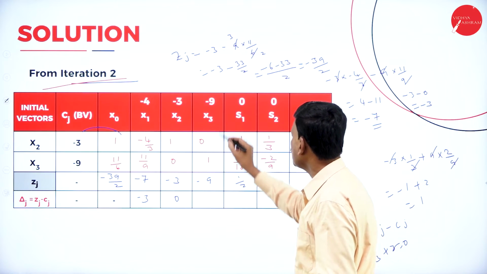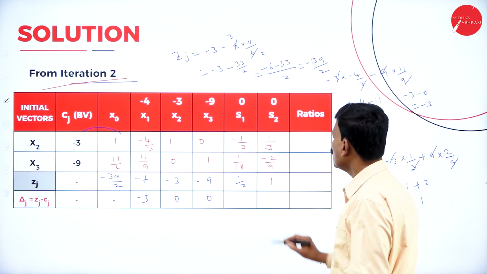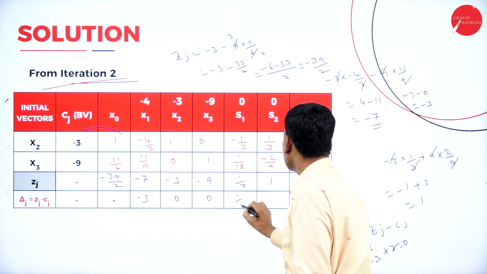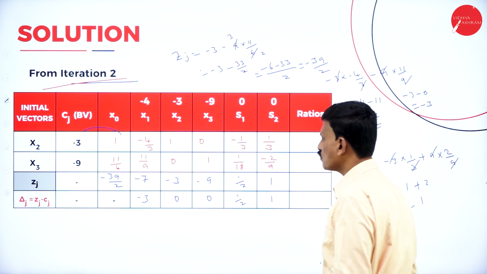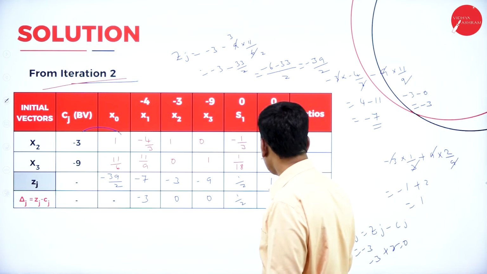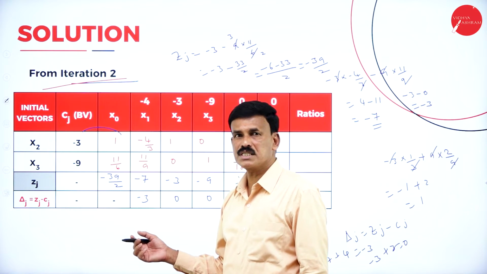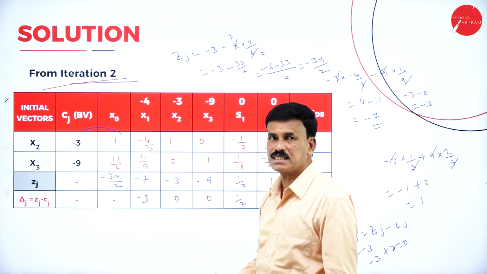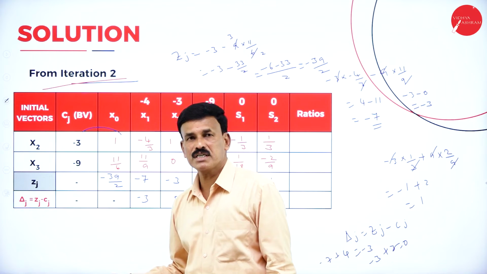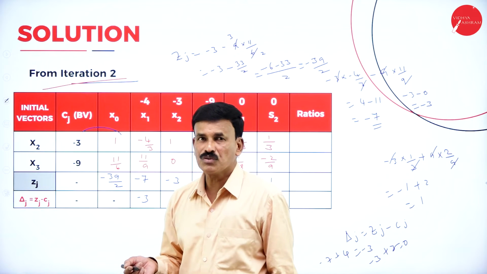Again minus 9, minus into minus plus 0. Again 1 by 2 minus 0 is 1 by 2, 1 minus 0 is 1. See here, if all are positive, then the optimality is reached. Since here it is negative, minus 3, the least negative is minus 3. Again we have to go for one more iteration.